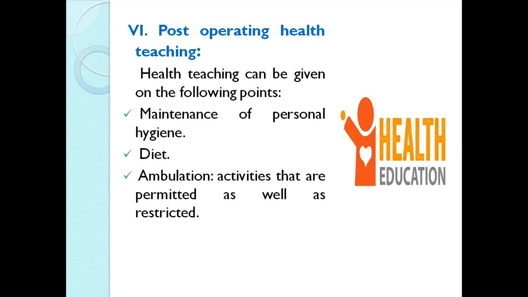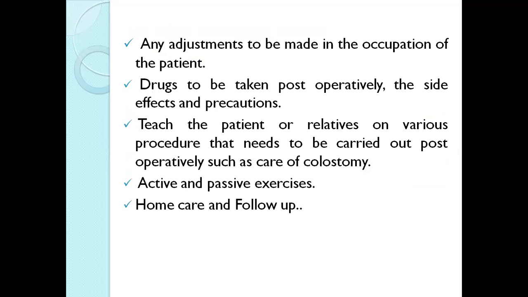Then ambulation. Okay, when we say ambulation, we will tell them what activities they can do. Suppose the person has had surgery of the abdomen. Depending on the surgery, it depends what type of activities they are permitted. So what activities they can do and what activities they cannot do, all those we will involve in the ambulation. Okay, then any adjustments to be made in the occupation of the patients depending on the surgery.